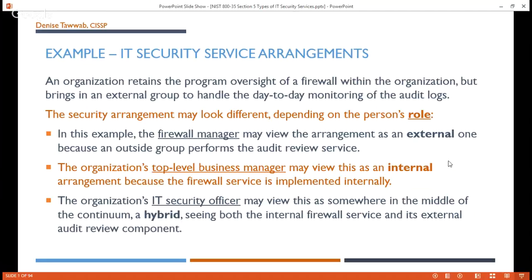If you ask the organization's IT security officer, then what you're going to get is a view that's somewhere in the middle. It's probably going to be viewed as a hybrid arrangement because we handle some of the service in-house, implementing and managing the firewall, and we outsource the monitoring of the audit logs. So it's a hybrid service. And if that didn't confuse you, then thank you for staying with me. But again, there are just many different service arrangements, internal, external, or hybrid.